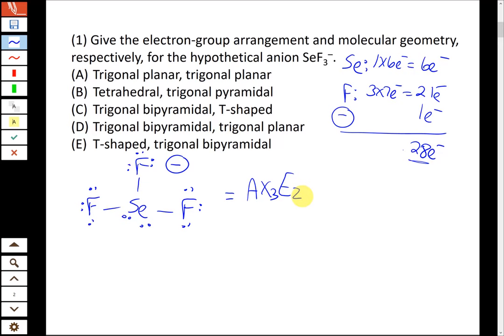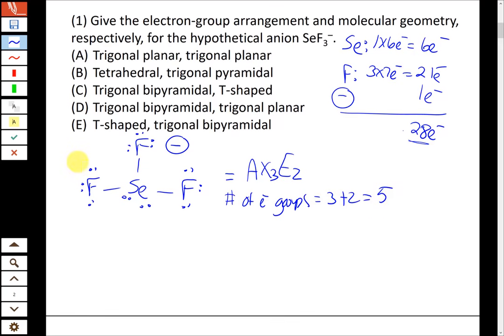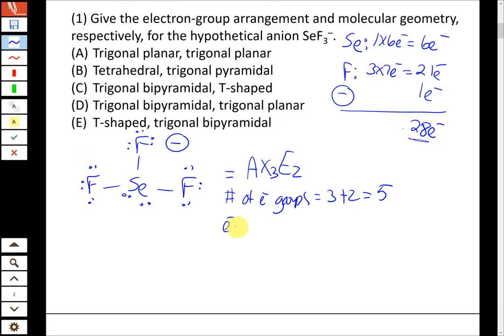And then what's going to determine the electron group arrangement? This is a 2-part question. We're looking for electron group arrangement and molecular geometry. Those are 2 different things. Sometimes they're the same for a molecule, but they're 2 different ways of classifying it. Electron group arrangement is determined by the total number of electron groups. So the number of electron groups in this molecule is the total number of atoms plus the number of lone pairs on the central atom, 3 plus 2, which is 5. All right, so if it has 5 electron groups, then the electron group arrangement will always be what?